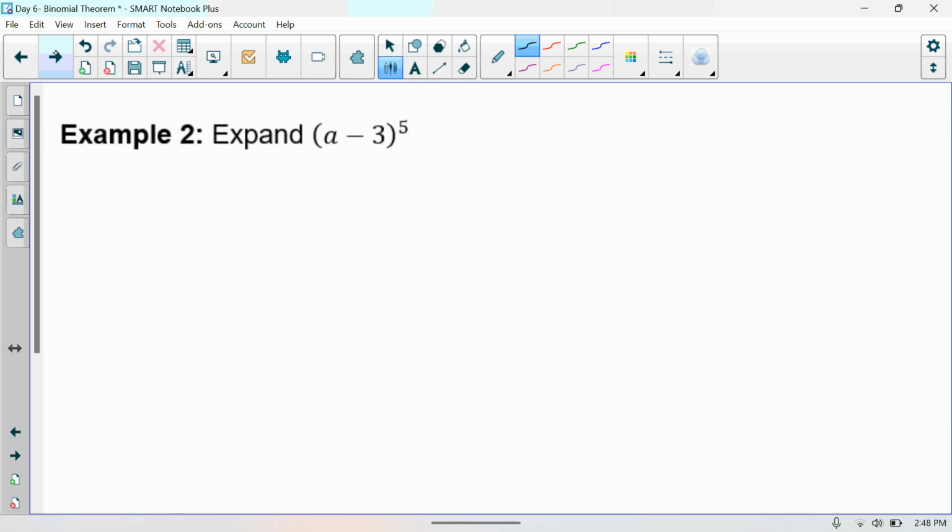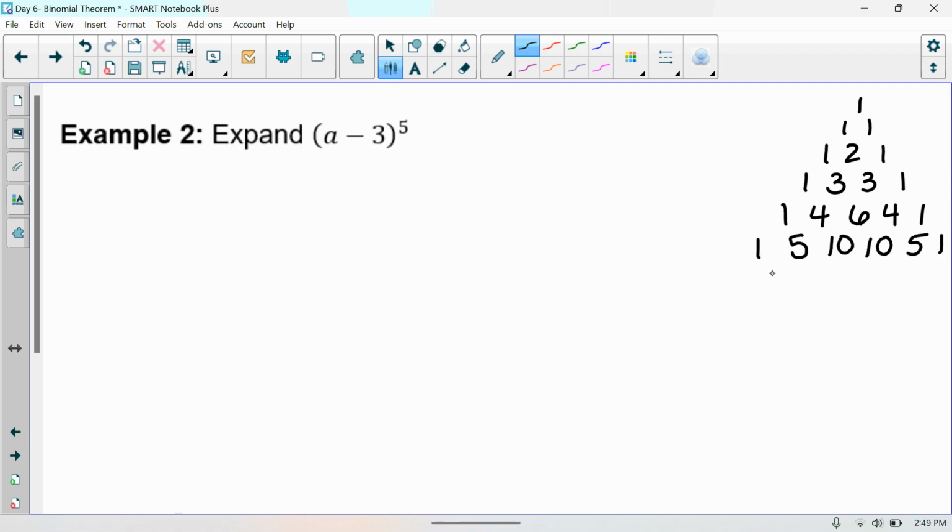So example 2, expand a minus 3 to the 5th. So we need Pascal's triangle again. 1, 1, 1, that's how it always starts. 2, 1's on the outsides. 1 plus 2 is 3. 2 plus 1 is 3. 1's on the outside. 3 plus 1 is 4. 3 plus 3 is 6. 3 plus 1 is 4. 1's on the outside. 5, 10, 10, 5. 1's on the outside. 6, 15, 20, 15, 6.